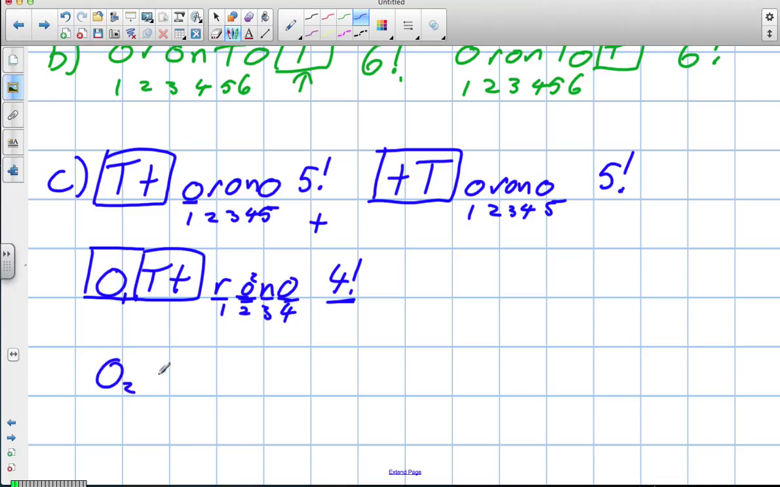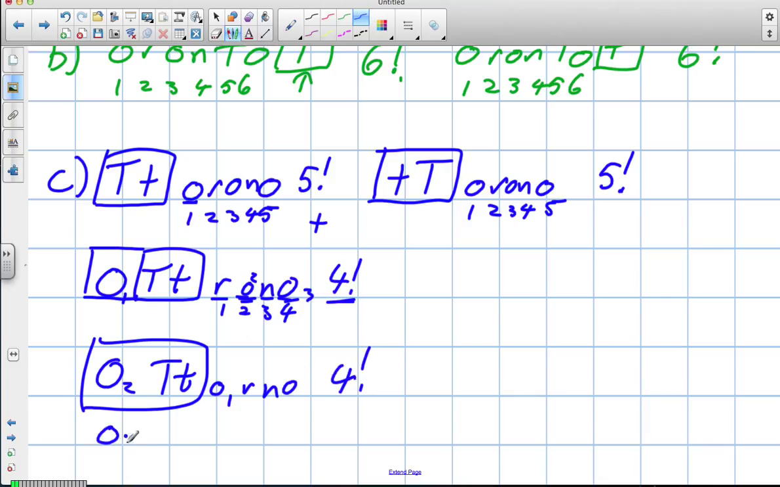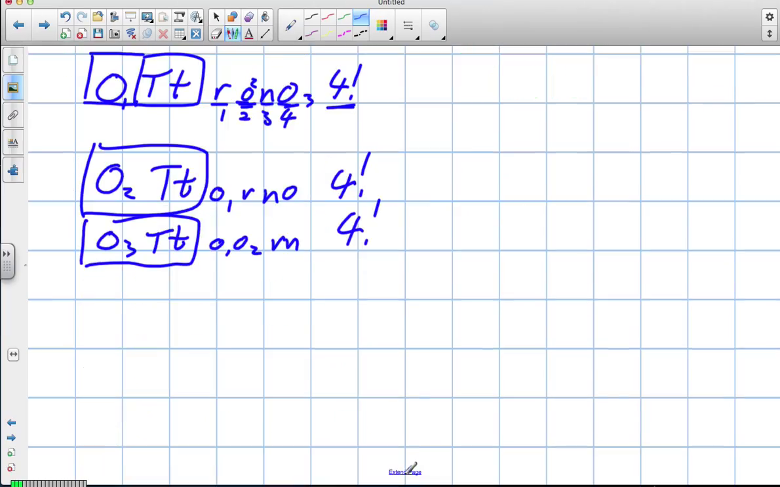Well, I could put O2 here with my two T's. They all get pinned down together, and I'm left with O1, R, N, O. Well, that's 4 permutations. Or I could have O3 with the two T's, and have O1, O2, R, and N. Again, 4 permutations. We'd be adding those together.